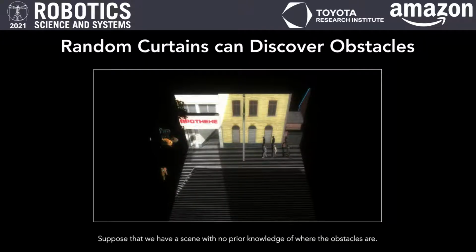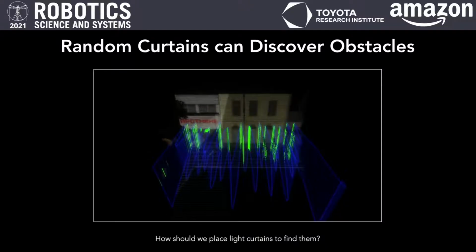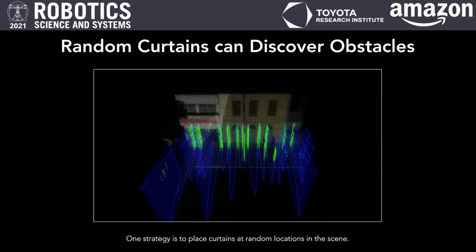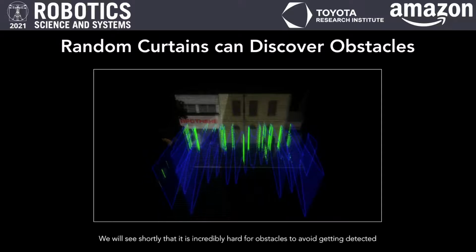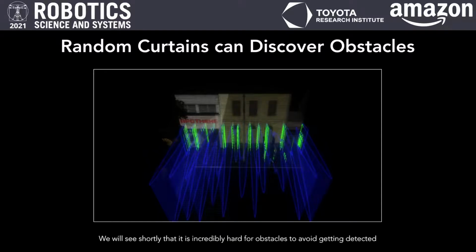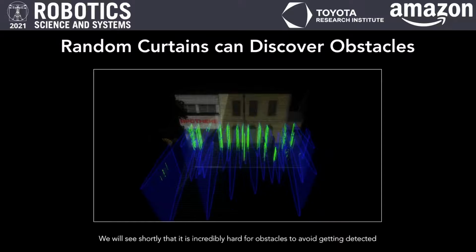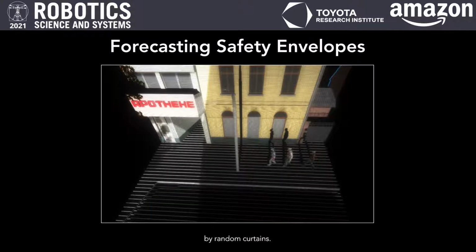Suppose we have a scene with no prior knowledge of where the obstacles are. How should we place light curtains to find them? One strategy is to place curtains at random locations in the scene. We will see shortly that it is incredibly hard for obstacles to avoid getting detected by random curtains.